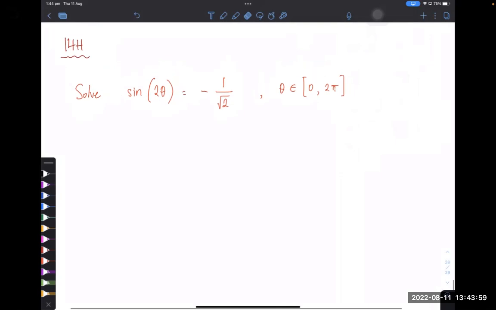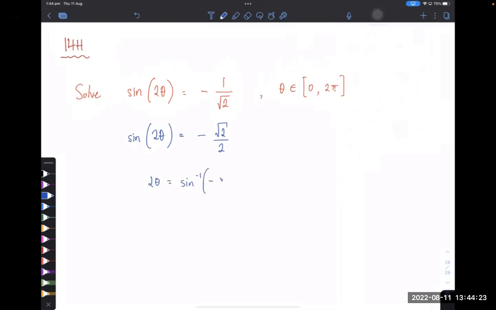This is a lesson to start off from yesterday's lesson, which was about solving trig ratios. Again, when I see 1 over root 2, I know this is going to be the same as negative root 2 over 2 if I rationalize it. The first step here is we need to take the sine across, so it becomes sine inverse.